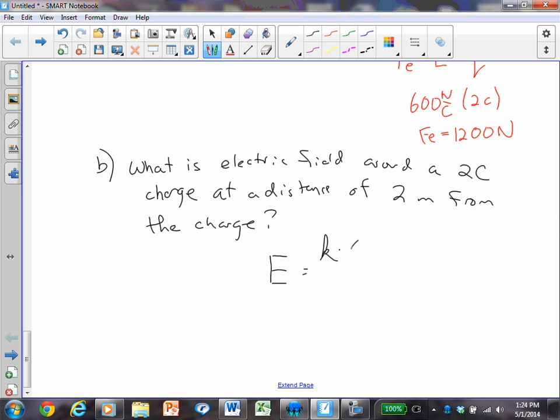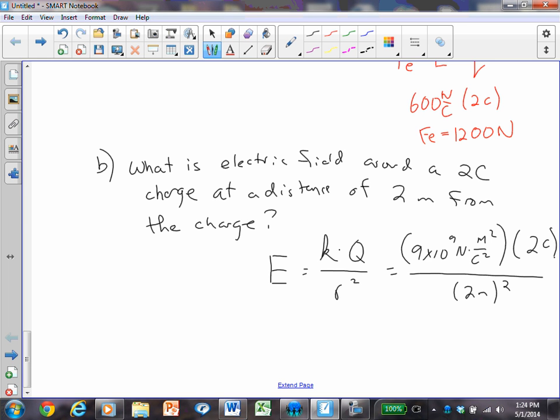E equals kq over r squared, where k is 9 times 10 to the 9. Q is the charge. 3, 6, 9, 4.5 times 10 to the 9. What's my units? Newton per coulomb.